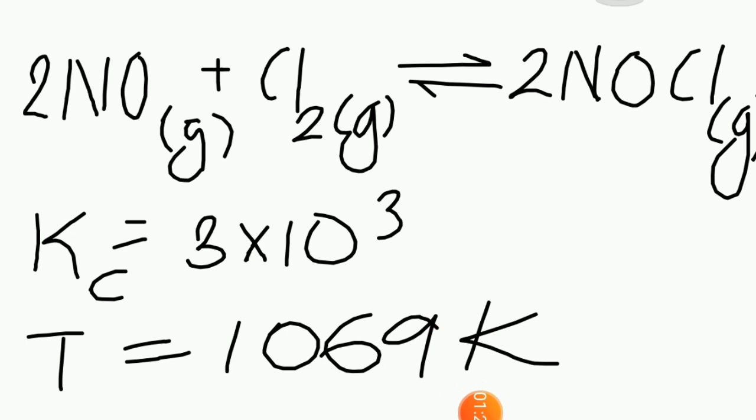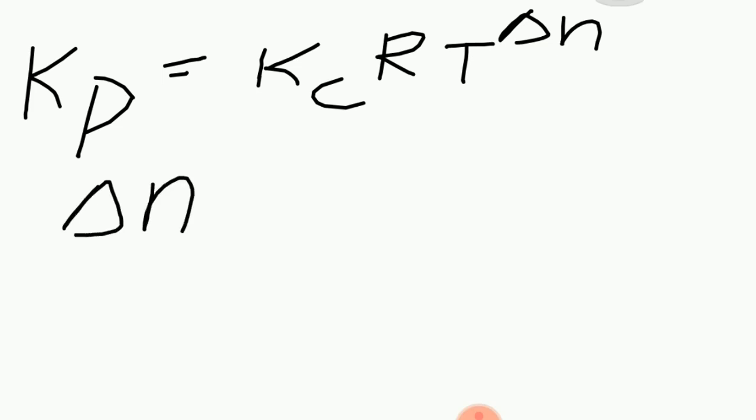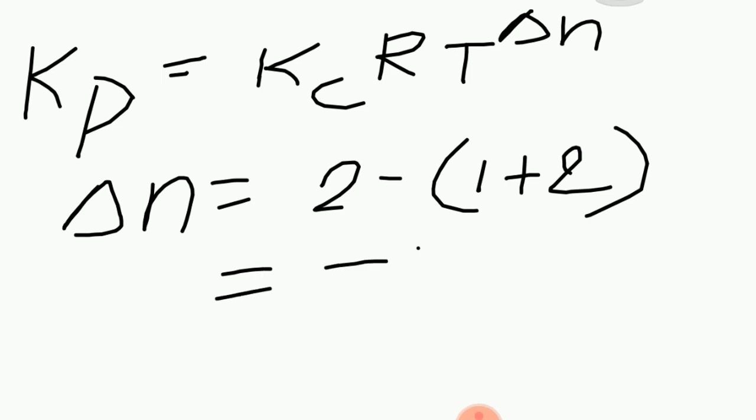Now let's do a problem. So the equation is given, Kc is given, and temperature is given. We need to find Kp. So first we need to write the equation. Kp is equal to Kc into RT raised to delta n. So first of all we need to find the value of delta n. Here we have 2 minus 1 plus 2, that is minus 1.